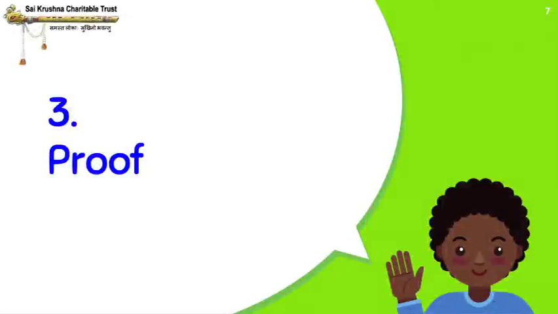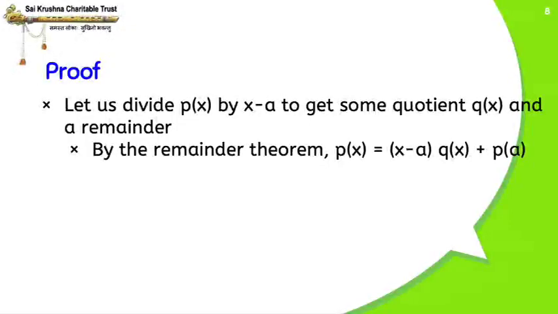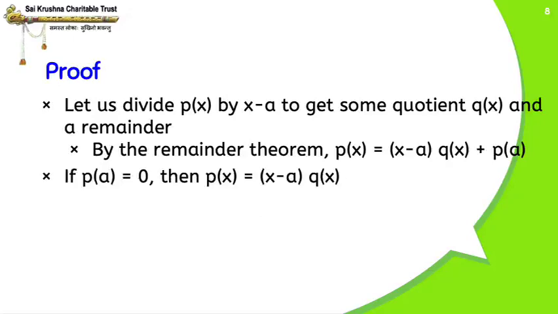Now that we understand what the theorem says, let us try to prove it. Let us divide p of x by x minus a to get some quotient and some remainder. By the remainder theorem, p of x equals x minus a times q of x plus p of a. If p of a is 0, then the p of a term drops out above, and so we have p of x equals x minus a times q of x.